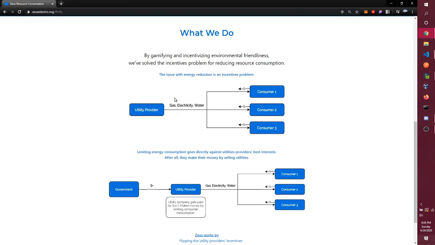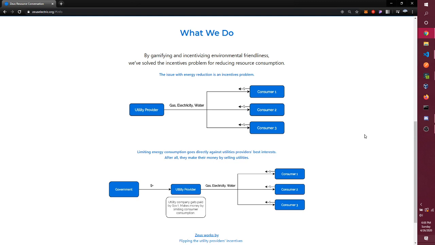I want you to focus on the first diagram here. What this shows is a very typical utility provider and consumer flowchart. The utility provider provides utilities like gas, electricity, and water to the consumers. The consumers in return give money, and the utility provider makes money off the spread. The issue with this is there's an incentive de-alignment between environmental friendliness and, in this case, utility-consumer relationships. In this flowchart, utility providers make money by selling more, by making their consumers consume more, or by reducing their bottom line.